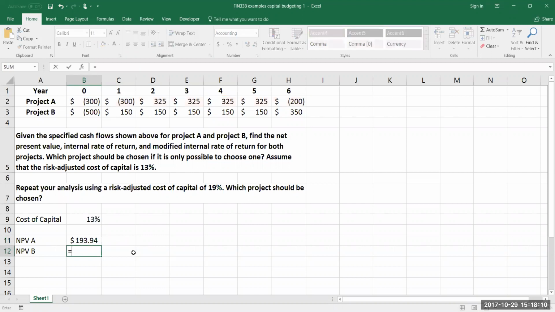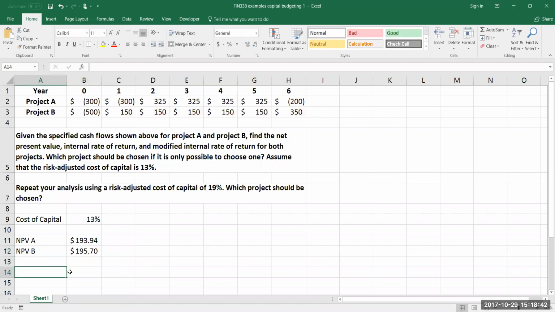So equals NPV, open parentheses, rate, and now we're going to highlight values 1 through the end, and we're going to close parentheses, and then add in year 0. So, lo and behold, $195.70. So far, project B is looking a little bit better, and it has a somewhat higher net present value, not by much, but a little bit. So now we're going to calculate our internal rate of return. So the IRR for A and the IRR for B.